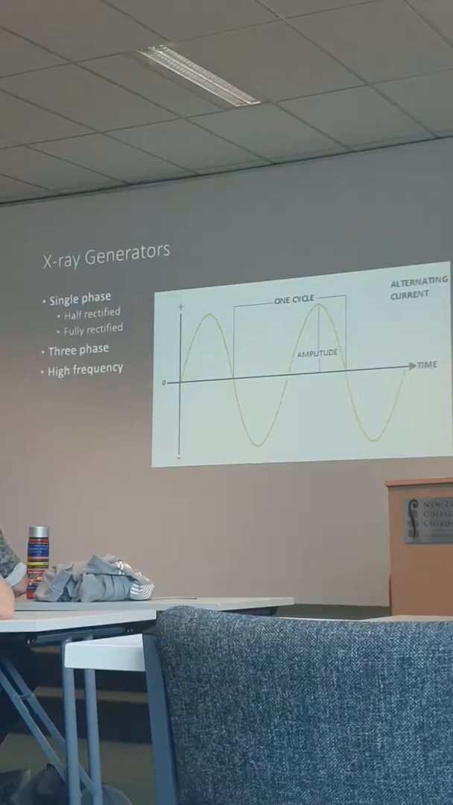X-ray generators. They have single phase. So single phase, and then you can have half rectified, where the other half gets flipped up, and then fully rectified and all that. You can get three phase, which has basically three sine waves going through, and then you can have high frequency.